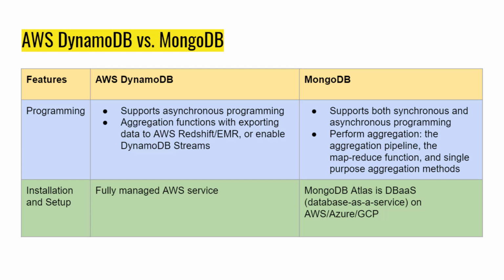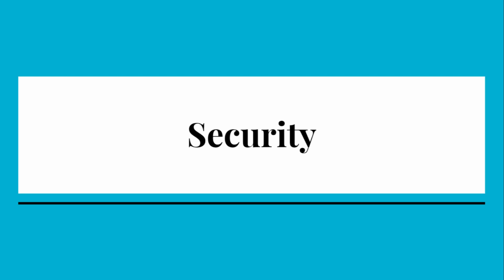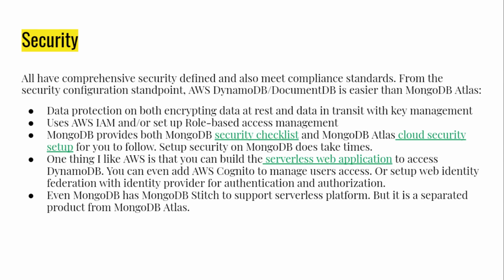MongoDB Atlas is a database as a service on the public cloud, so you don't need to worry about installation and the database management tasks such as hardware provisioning, patching, setup, configuration, backups, or scaling. All 3 solutions have comprehensive security defined and also meet the compliance standards.